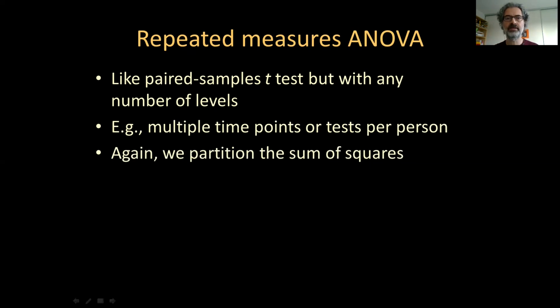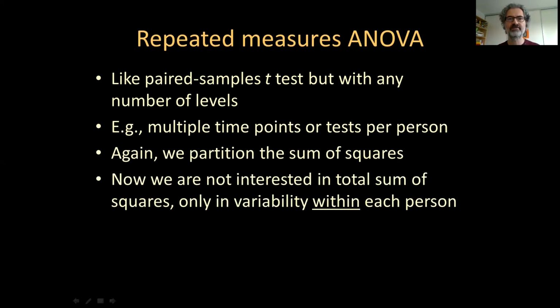As with the factorial ANOVA, the strategy to analyze these data is to partition the total sum of squares so that we can compare ratios of mean squares. So we approach the problem from the point of view of accounting for variability in the observed data. The difference from the factorial ANOVA is that we're not interested in the total sum of squares anymore.